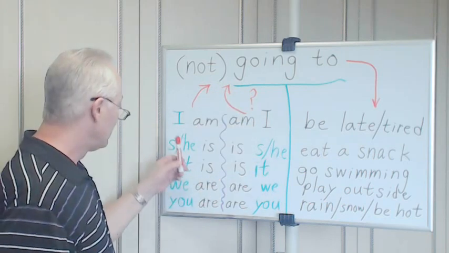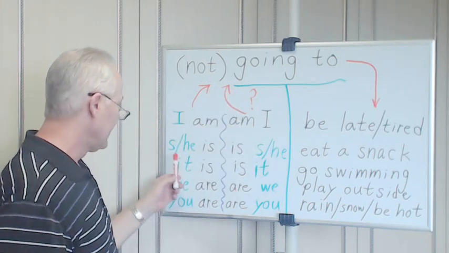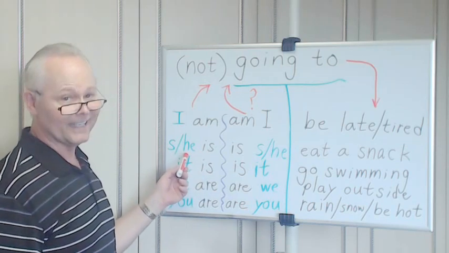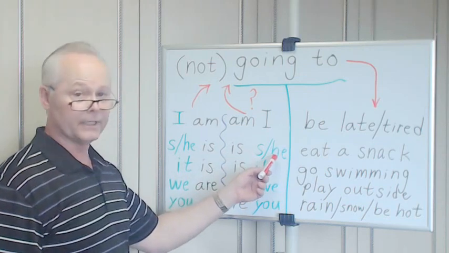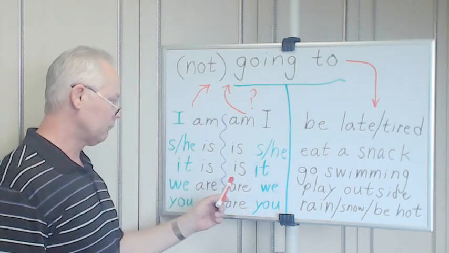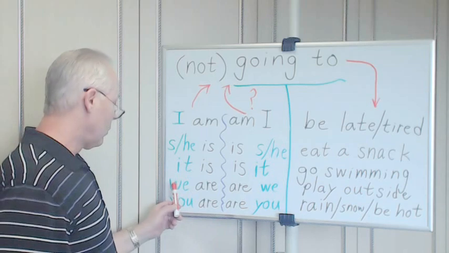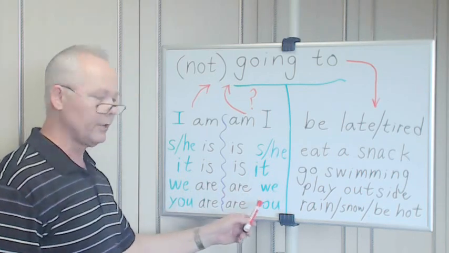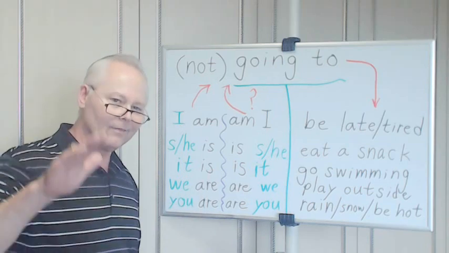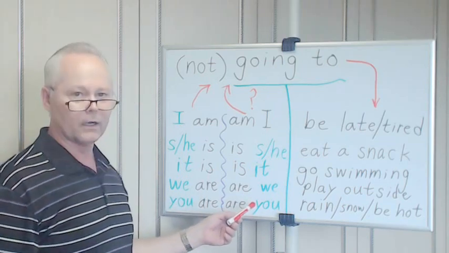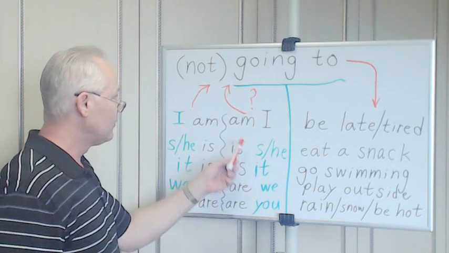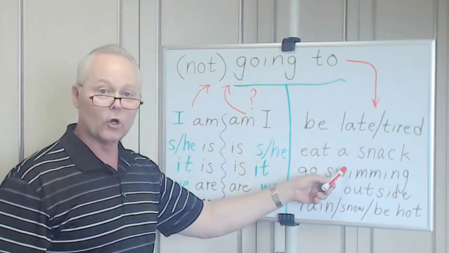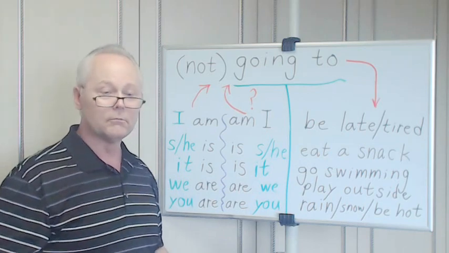Very simple. Look, I am, am I. She is, or he is. Is she, is he? It is. Is it? We are. Are we? You are, are you? Of course, we're not really going to elevate our voice when we're this far in the beginning of the sentence. And then we have what we're actually going to do in the future.